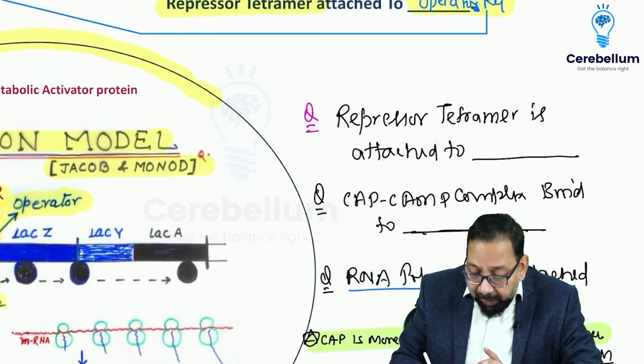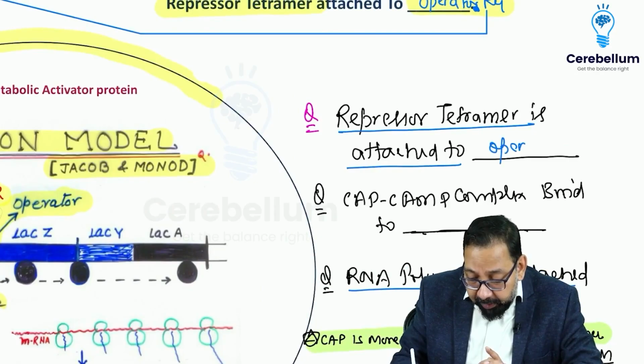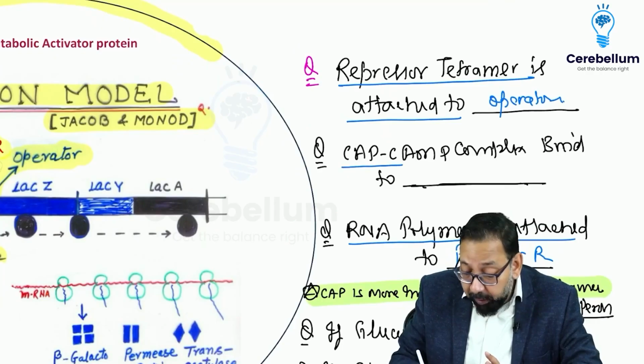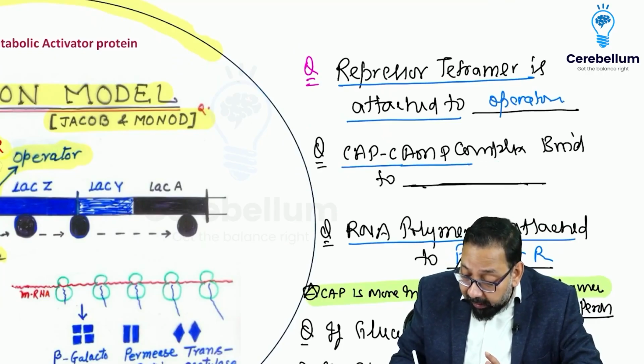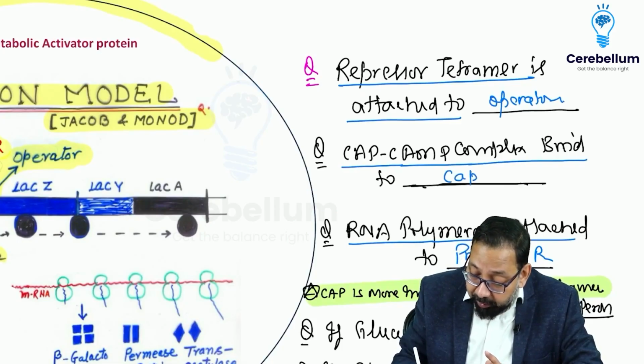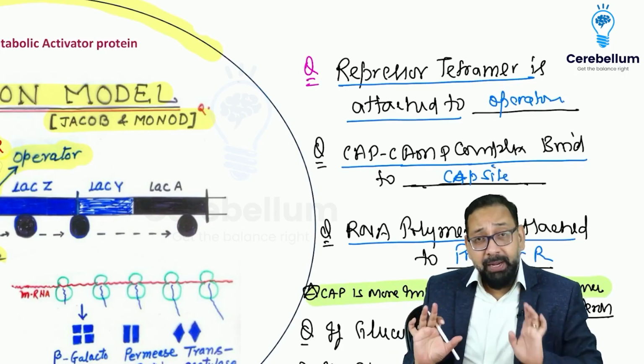And we found that the repressor tetramer is attached to the operator region. And I will discuss this in detail. For the time being, the CAP cyclic AMP complex binds to the CAP site. So these three statements I have told you.